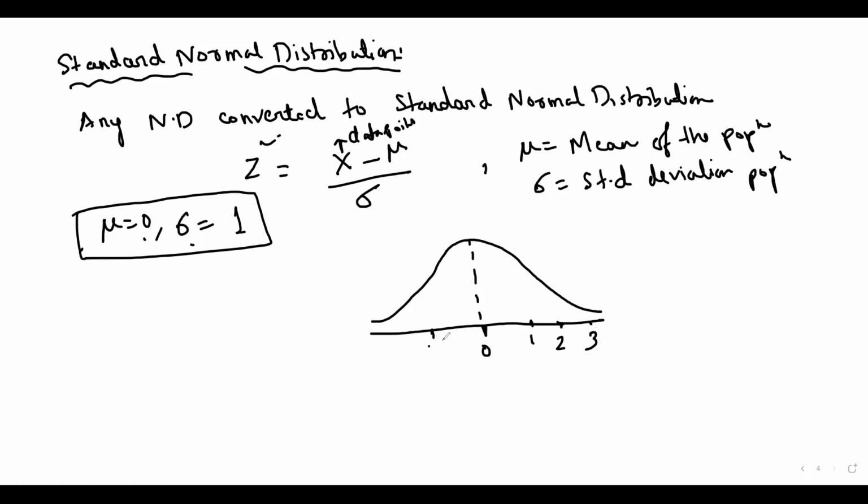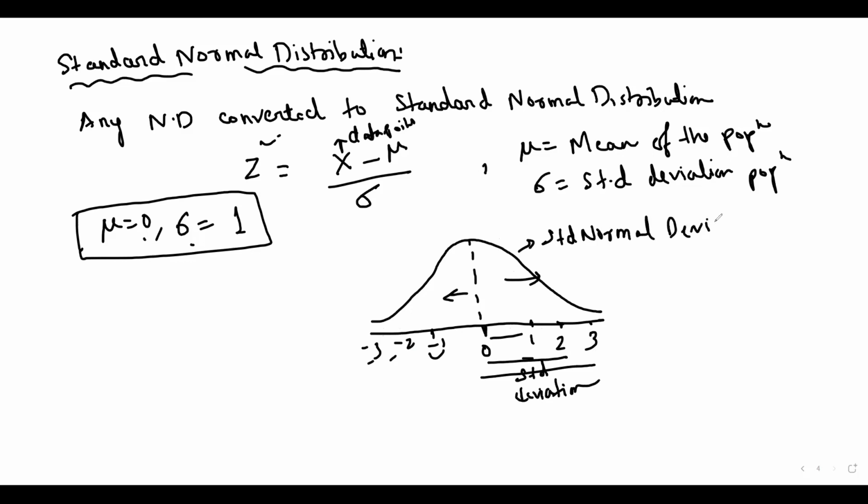So this is -1, -2, and -3. Okay, these are nothing but standard deviations: 1 standard deviation, 2 standard deviations, 3 standard deviations, and so on. This is on this side, this is on this side, so that's why I've written minus. Okay, so this is the characteristics of standard normal distribution.